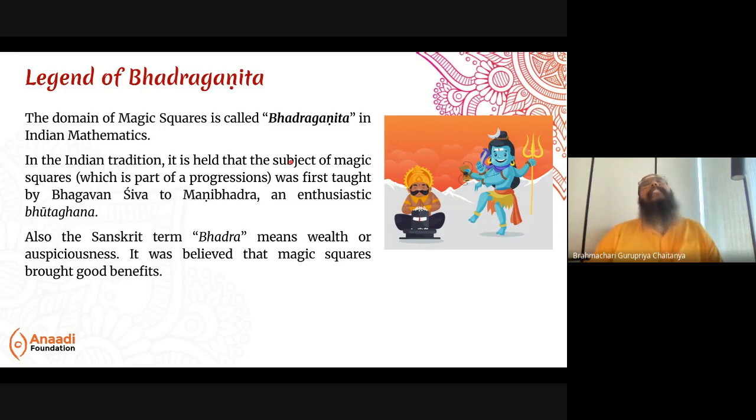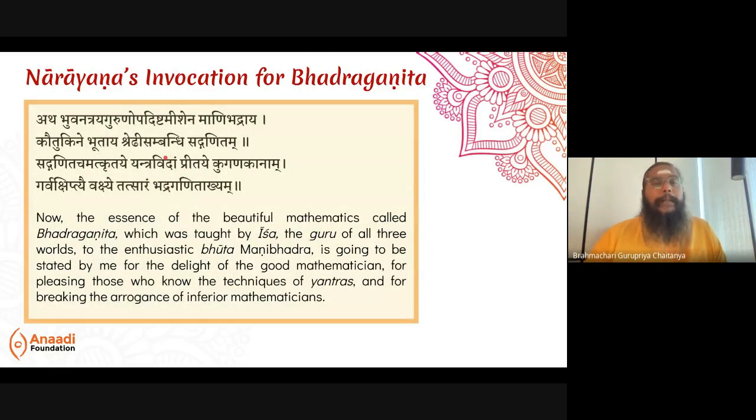A very interesting legend is that there was a Bhutagana named Manibhadra. He was one among the Bhutaganas, and he seemed to have been a very enthusiastic Bhutagana. And it is believed that Bhagavan Shiva first taught this to Manibhadra, the domain called Bhadraganita, which is connected to the arithmetic sequence. It is also presented in a beautiful verse.